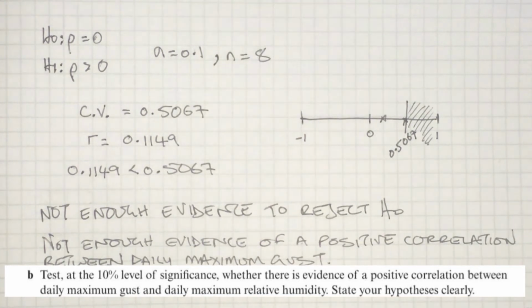Very similar steps to the hypothesis test we've seen before. State the hypothesis, significance level, use that to construct a critical value. We'll then calculate our test statistic, which in this case is R. We'll make a comparison, and then we'll draw our conclusions. And this is everything you would need on the paper to get full marks for a hypothesis test.